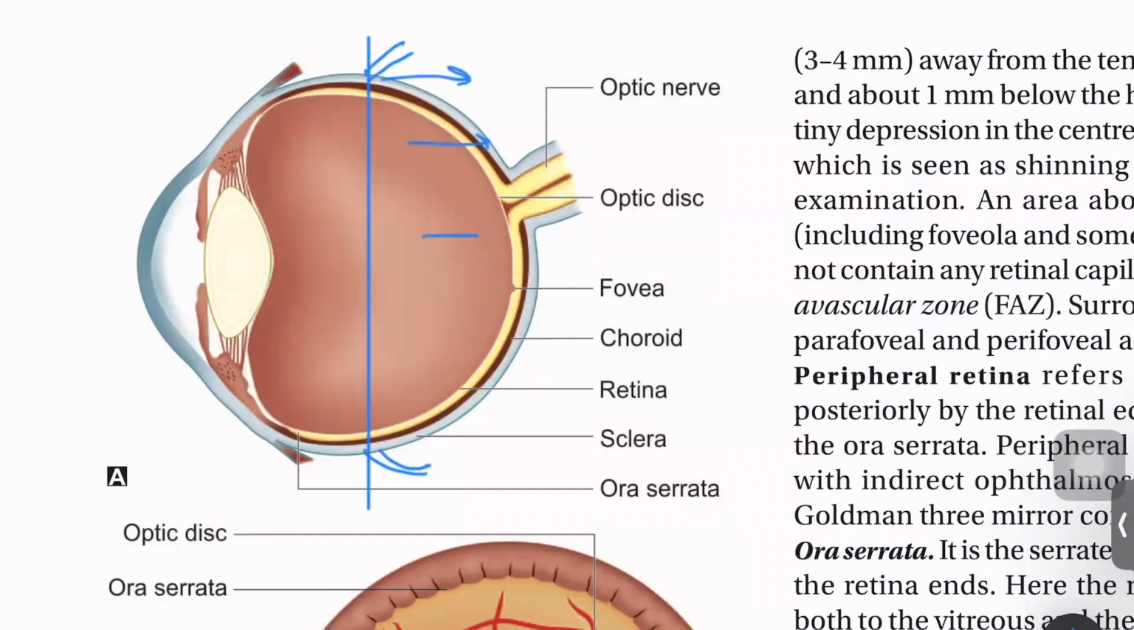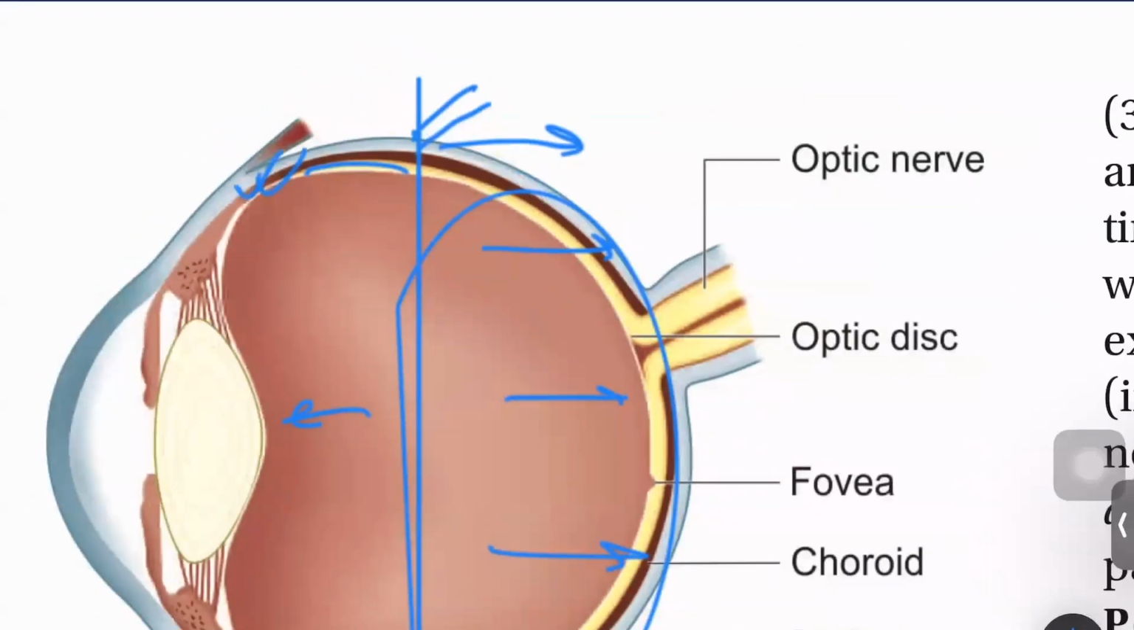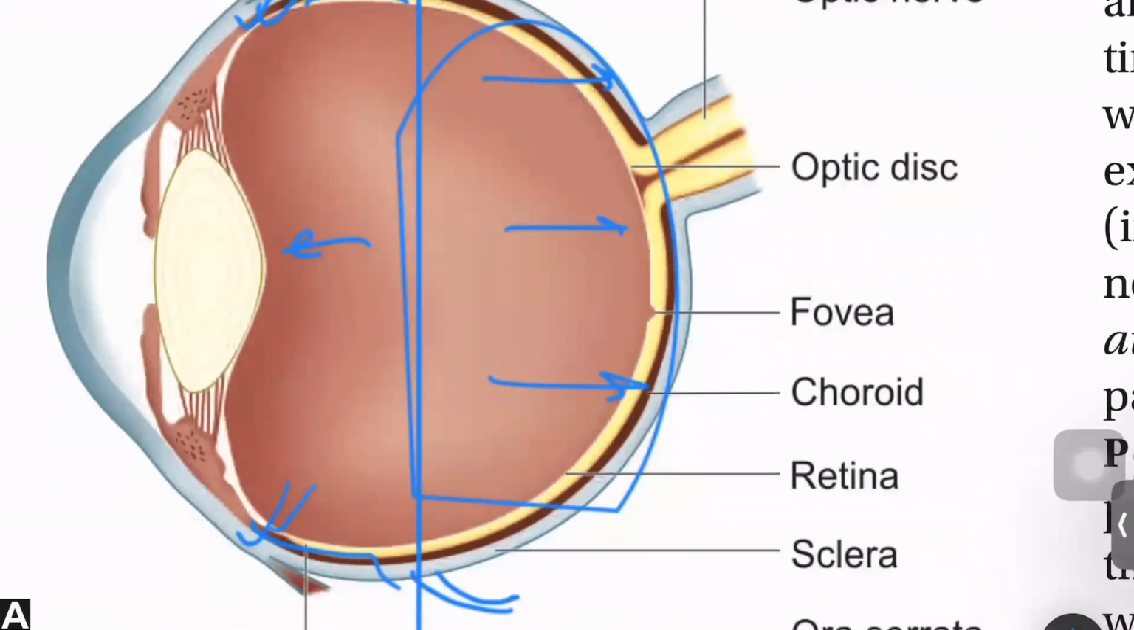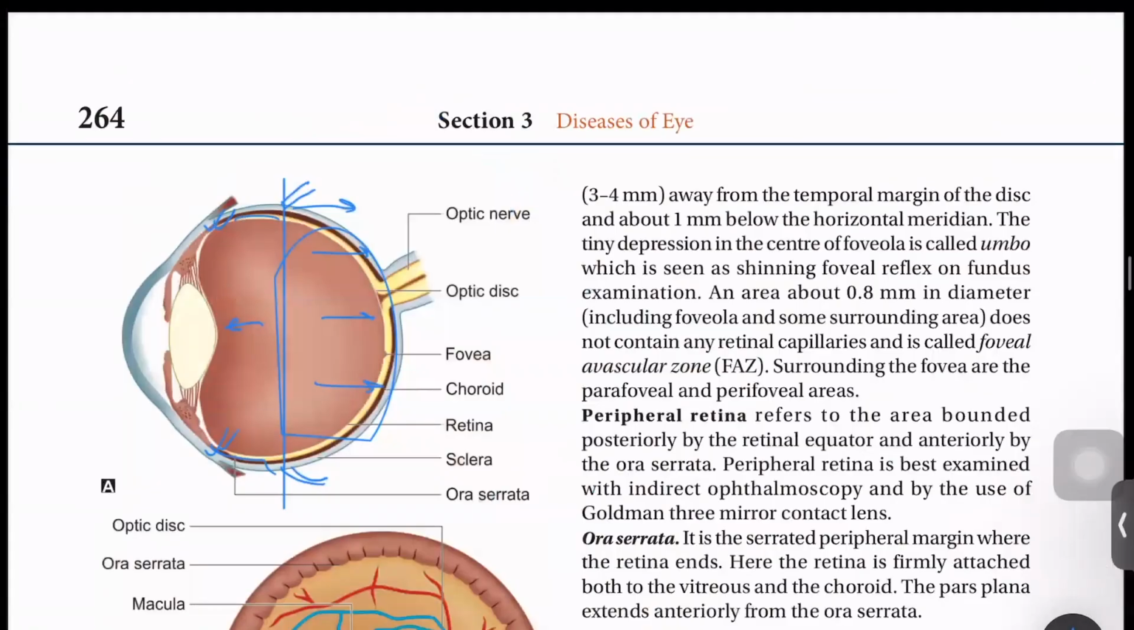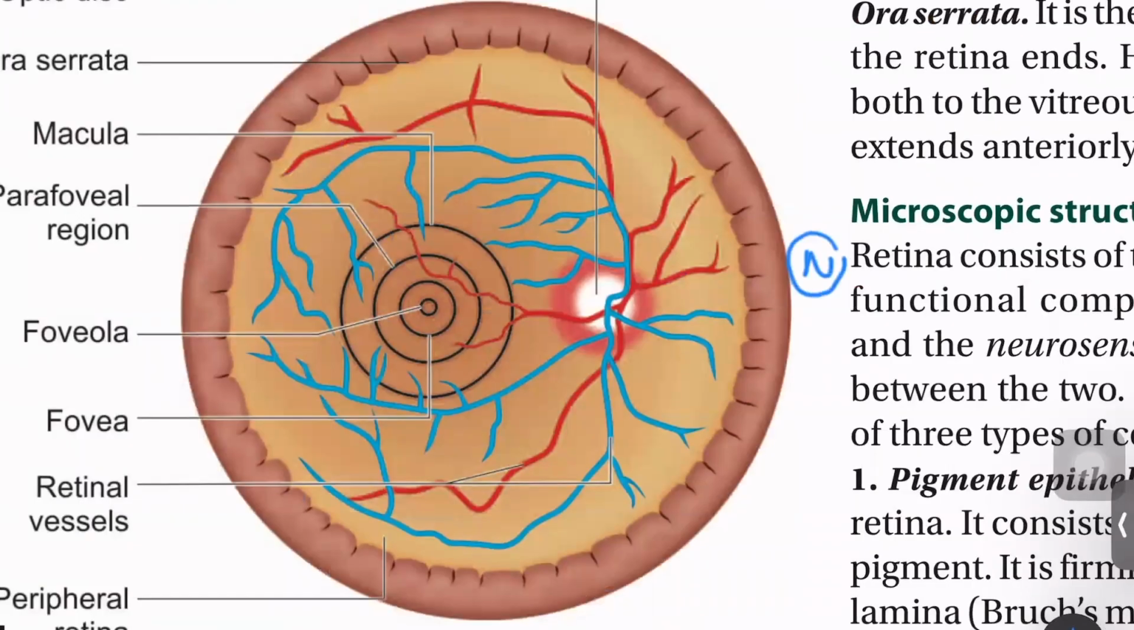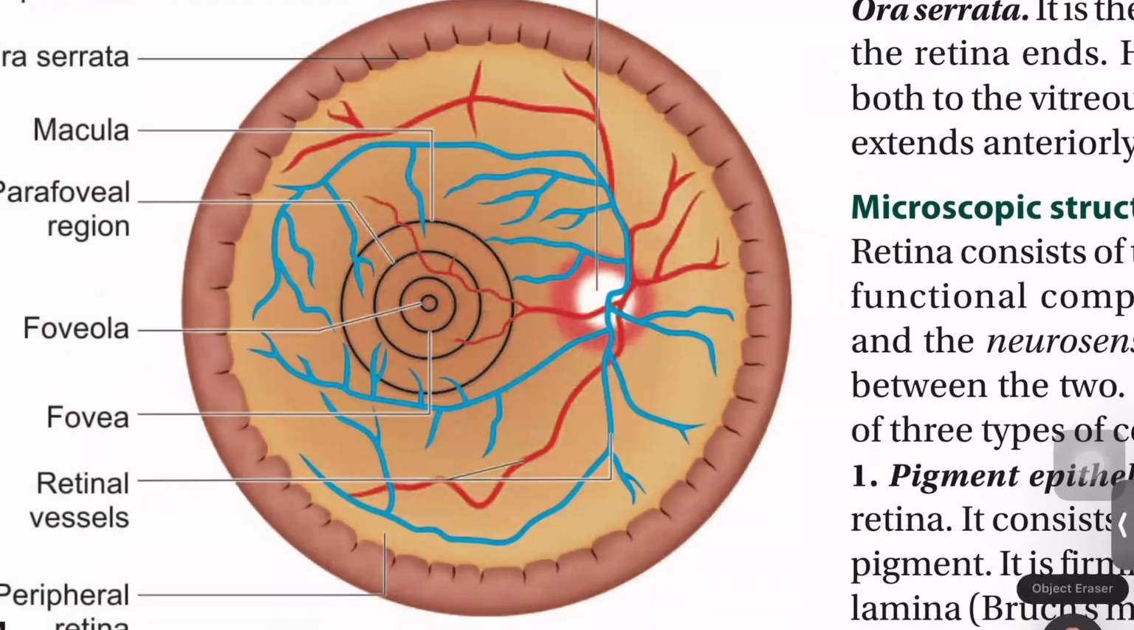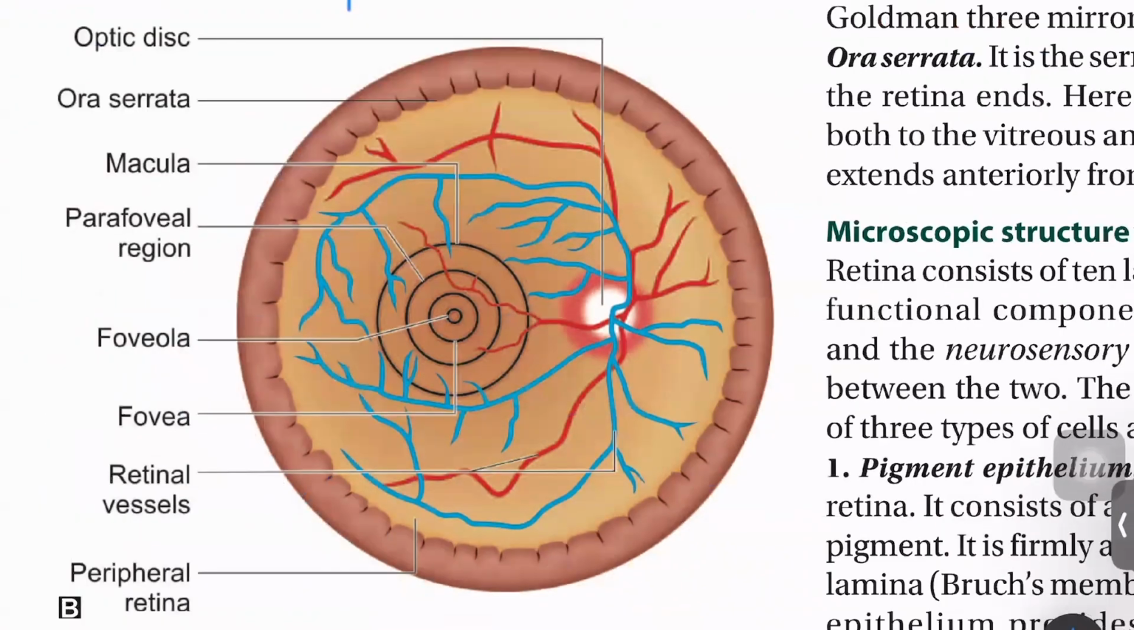and posterior to the equator, this portion of the retina is called as central retina, and anterior to that is called as peripheral retina, and the point where the retina terminates is called as ora serrata. As we can see in this diagram, this is the nasal side, right? Whenever we are given a diagram of retina, we have to distinguish whether it is right side or left side.